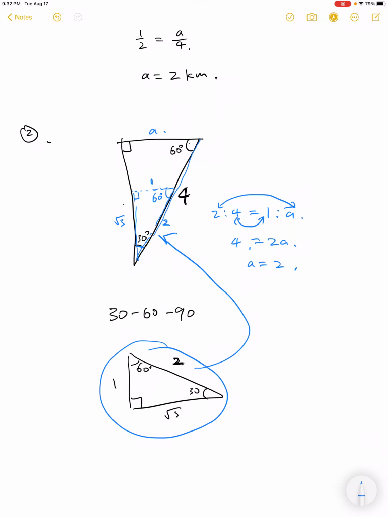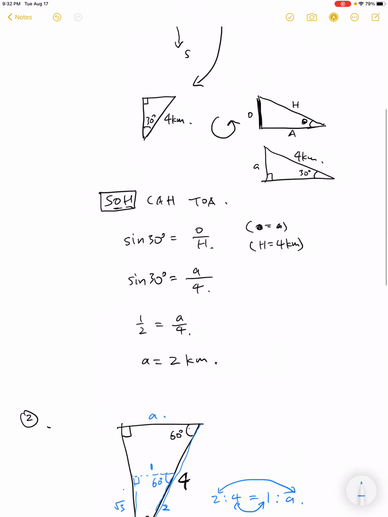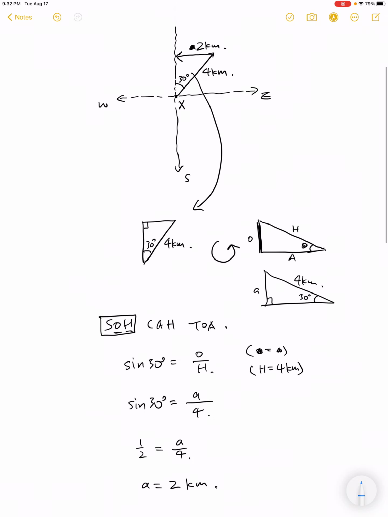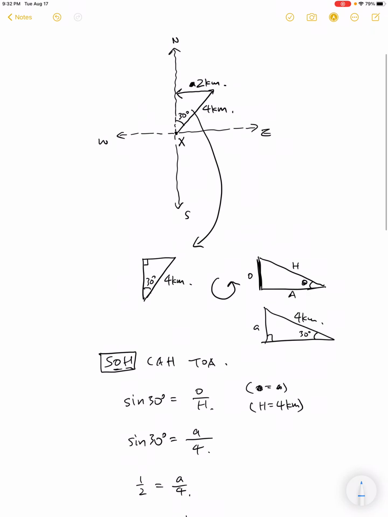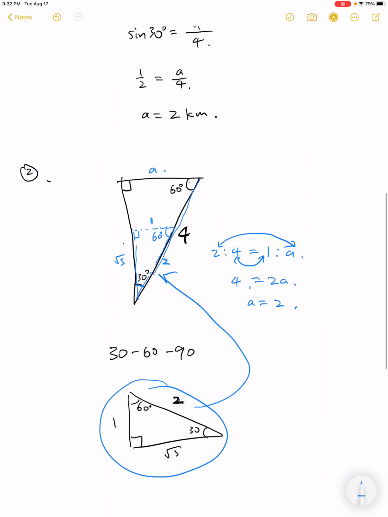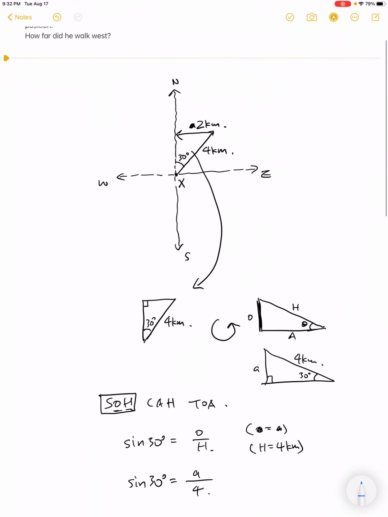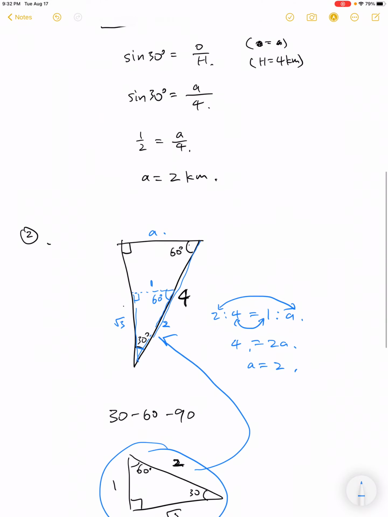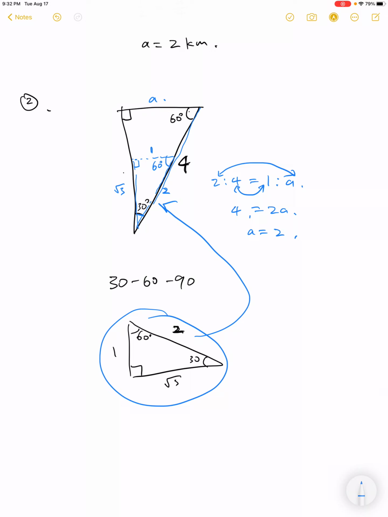So these are two ways. Of course, the SOHCAHTOA rule is the best and the most commonly used rule. But it depends on what kind of a day you're having. Sometimes this might not come to you, especially when you're in an exam. That's why I want to show you how to use the 30, 60, 90 triangle rule.